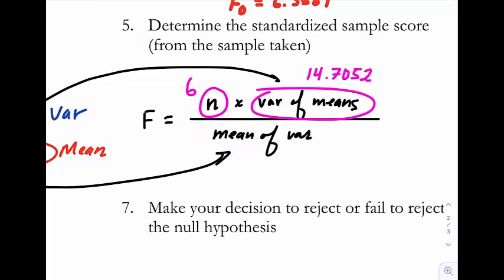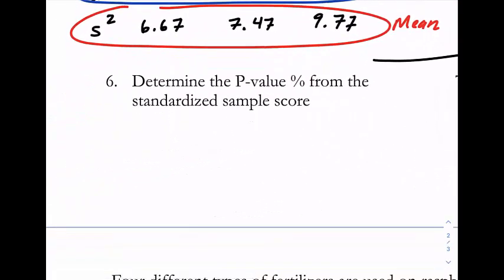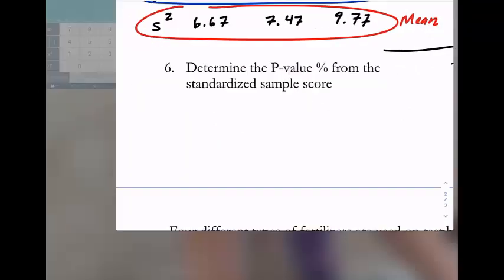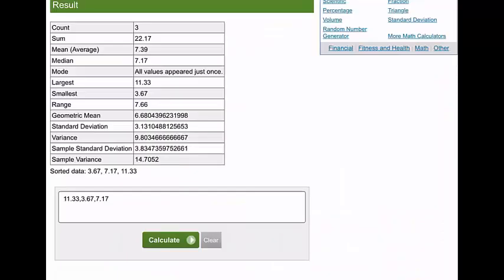Alright, great. And we want the one there on the bottom. So I've got to go back and clear out that calculator, placing in each one of those sample variances, the 6 2/3, 7.47, and the 9.77, and then figuring out the average of those three variances.